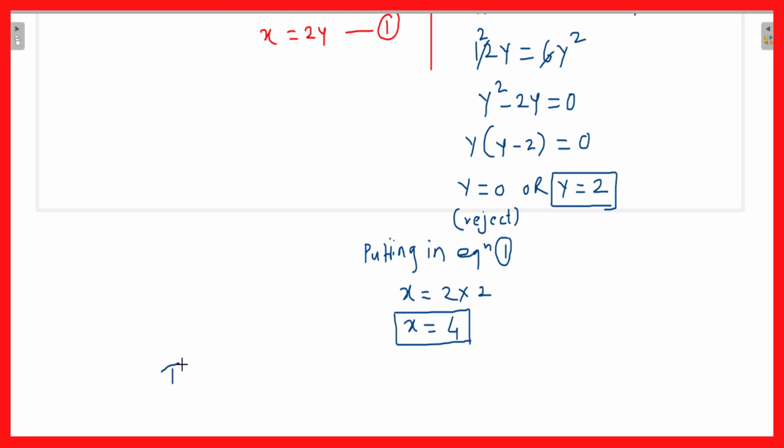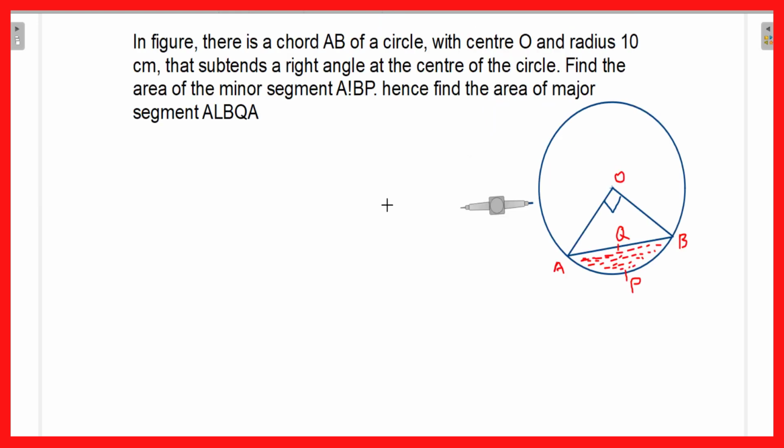Therefore the required two-digit number is equal to 24. 2 is tens place digit and 4 is unit place digit. Now let us move to the next question.